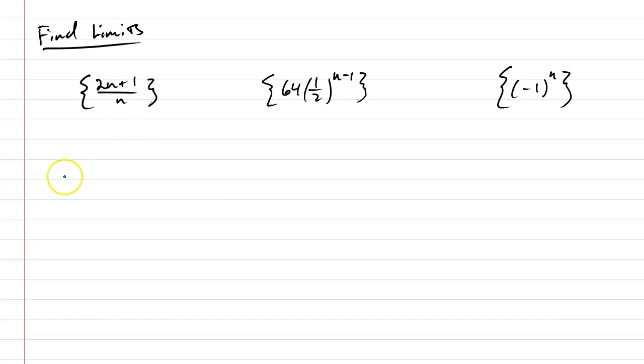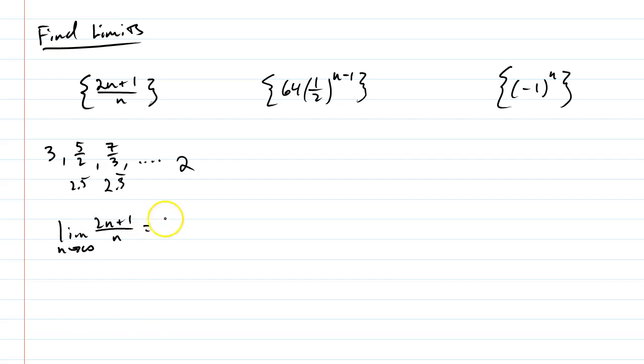Alright, so if you write a couple of these terms out, you plug 1 in, you're going to get 3 over 1. If you plug 2 in, you're going to get 5 over 2, which is like 2.5. If you plug 3 in, you're going to get 7 over 3. And then you would want to put it in a calculator to see where the decimals are going. It's 2.33333 repeating. Now, if you keep doing this, you're going to find that it's getting closer and closer to 2. So the limit as 2n plus 1 over n, as n goes to infinity, is going to be 2.